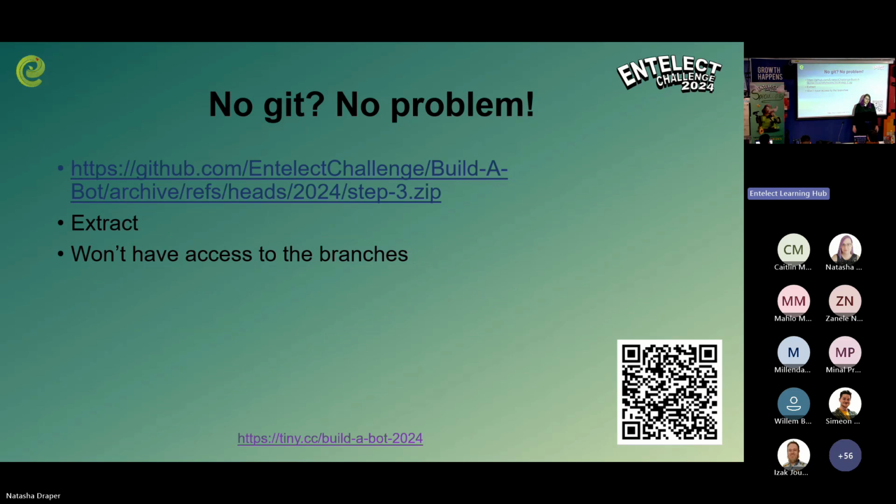However, if you don't have Git, that's not a train smash. You can just download the zip of the completed bot with that link there. You won't have access to the branches though, like the step 1, step 2, etc. And then you can just extract it to wherever you want.